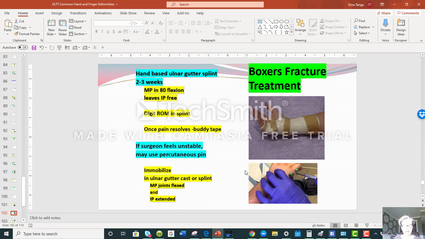If the surgeon feels it is unstable, may use a percutaneous pin. Immobilize in an ulnar gutter cast or splint, with the metacarpal phalangeal joints flexed and the IP joints extended.